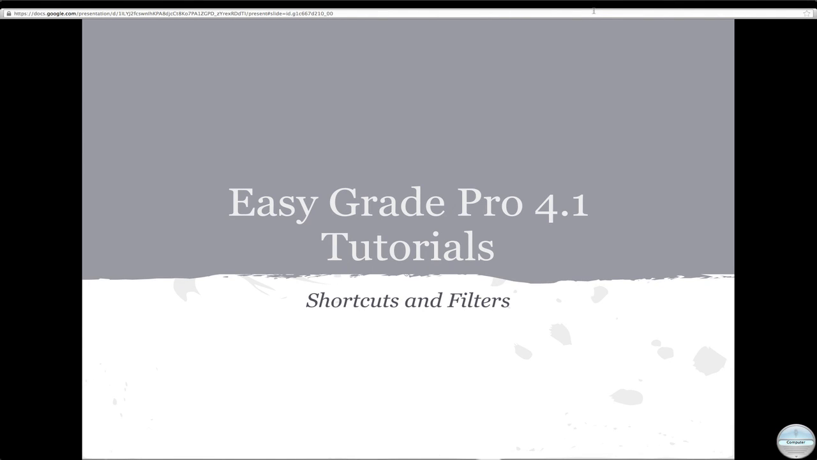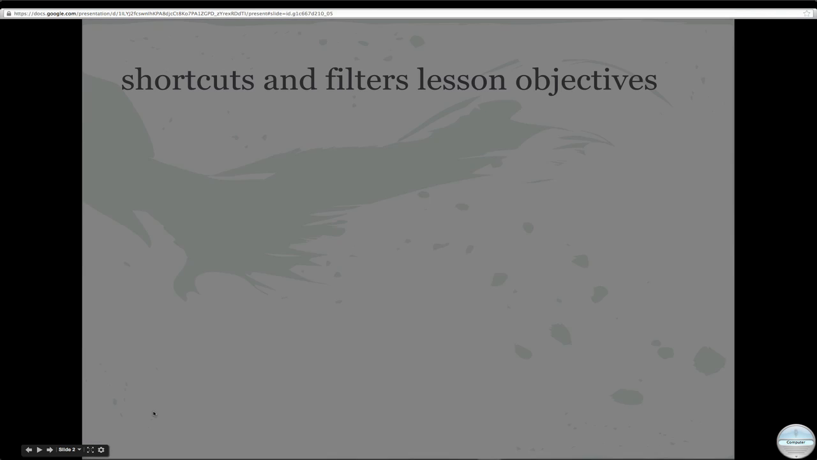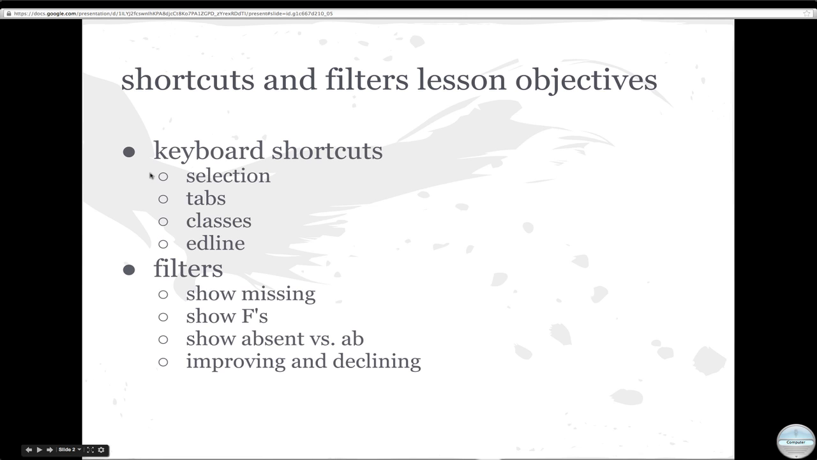This installment covers shortcuts and filters. Let's look at some of the objectives. We'll cover two main classes: keyboard shortcuts and filters. Under keyboard shortcuts, we'll discuss selection, tabs, classes, advancing, and prior, as well as uploading to Edline. In the filters, we'll discuss show missing, show Fs, showing absent versus AB, and improving and declining students. Well, let's get started.